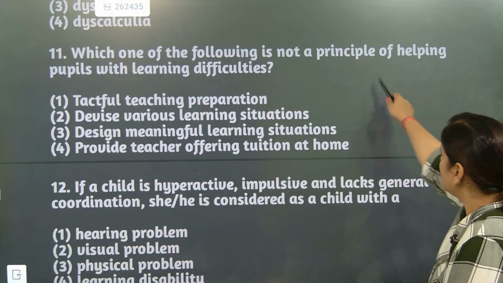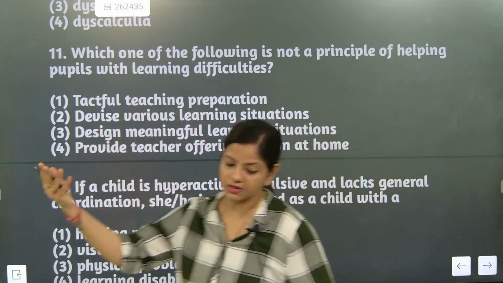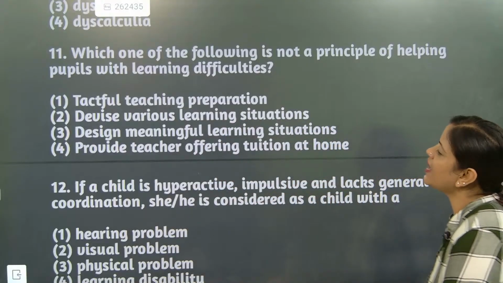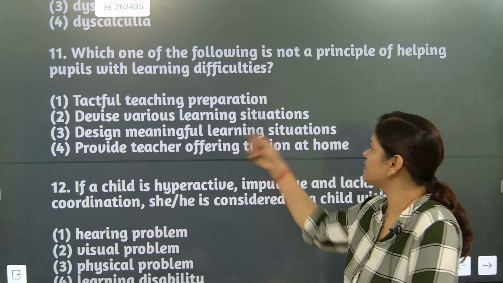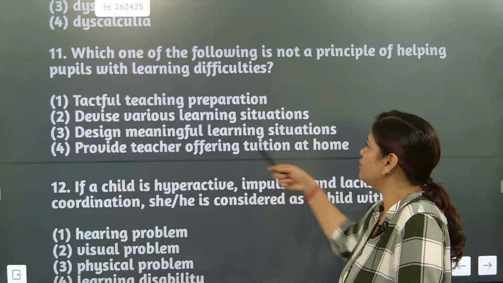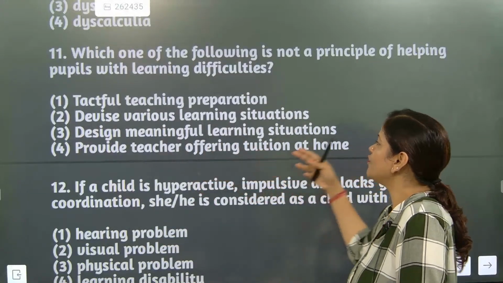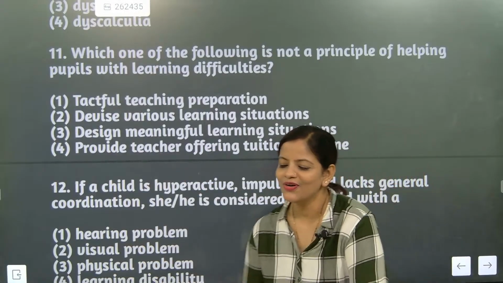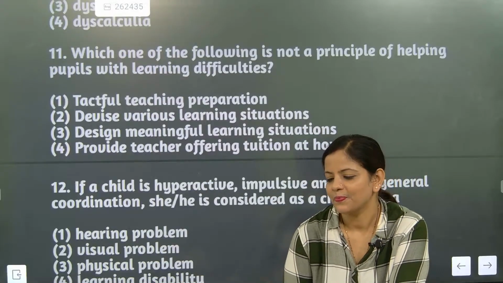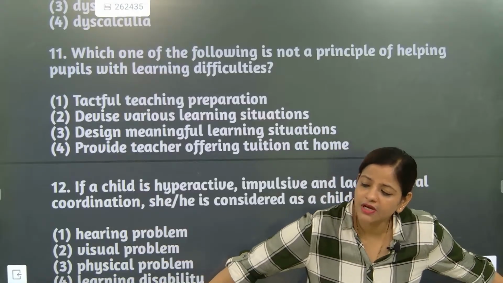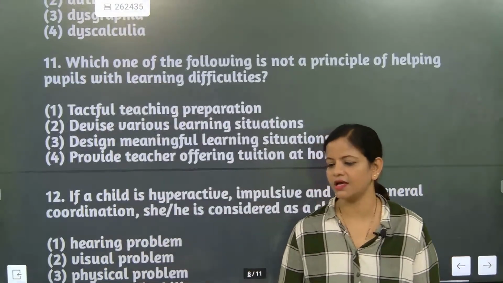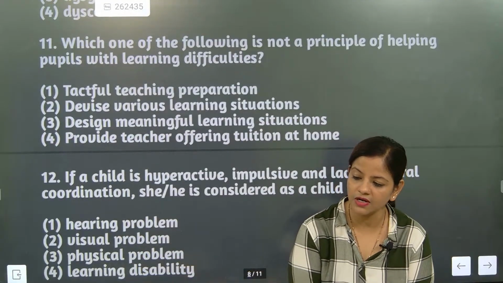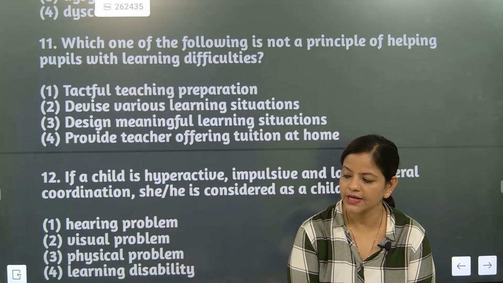Okay. Which one of the following is not a principle of helping people with learning difficulties? Not a principle. Principle is something which is a part. Tactful teaching preparation, devise various learning situations, design meaningful learning situations, provide teacher offering tuition at home. Tactful, here one thing is definitely going to be opposing. All the schools, all the curriculums are going to oppose this. Can you tell me what the situation is called? Tactful.